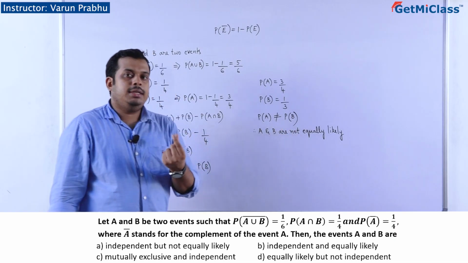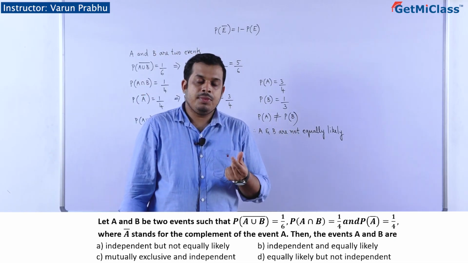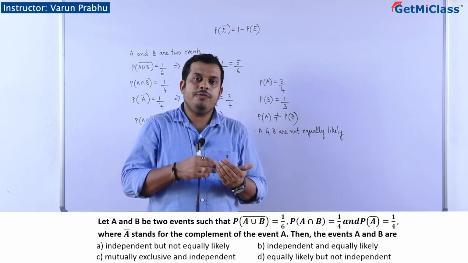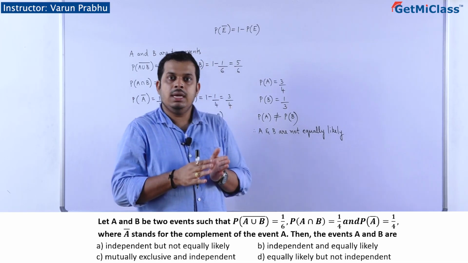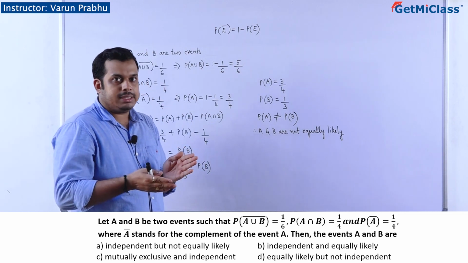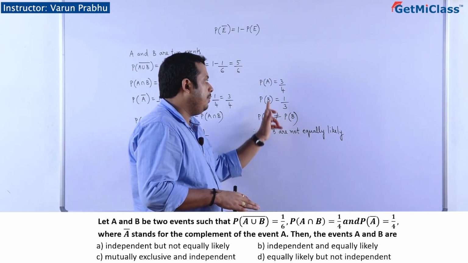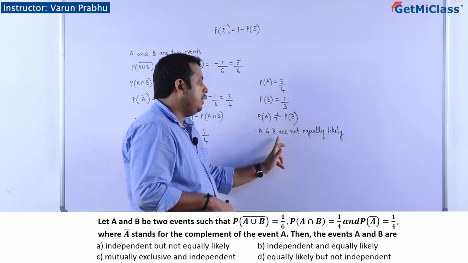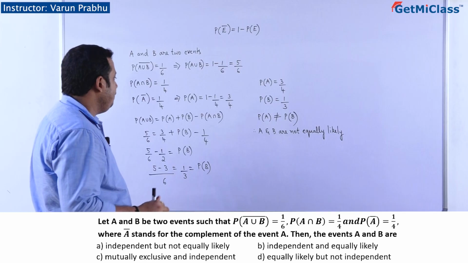Do you get it? Example, you throw a dice. Probability of getting a number 1 is 1 by 6. Probability of getting a number 5 also is 1 by 6. Probability of getting any number is 1 by 6. Such events are equally likely. But here probability of A and probability of B are not matching. They are not equal. That is why the events are not equally likely.